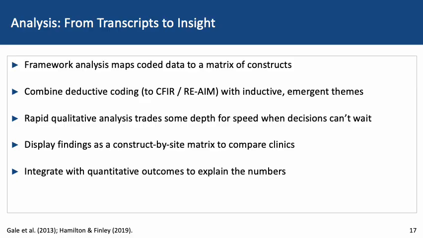Within this space, a really useful output is a construct by site matrix. You would imagine this as an Excel sheet or some sort of spreadsheet. You would have your constructs down the rows. So if you take your CFIR, for example, you might have individual, intervention, process, etc. Each of those constructs is within the rows, and across the columns, you might have your sites.